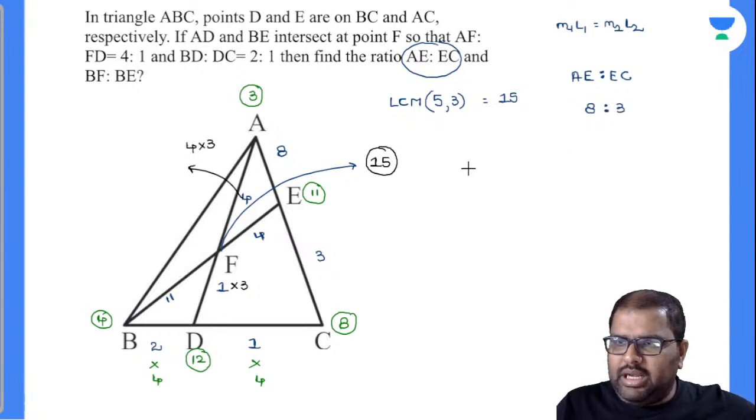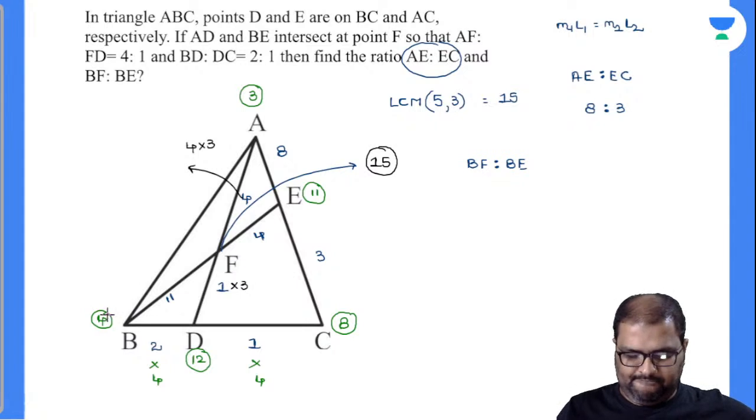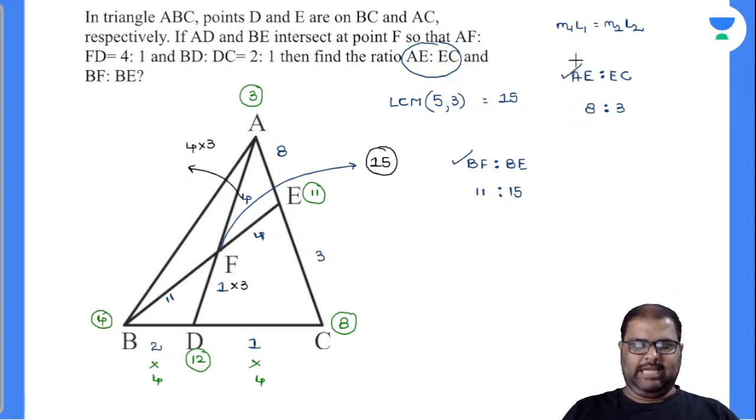Now what will be the ratio of length of BF is to BE? Observe there. BF length is 11. BE length is 15. Am I right or wrong? 11 plus 4. This is my answer. And it is perfectly done without using any basic properties. Done.